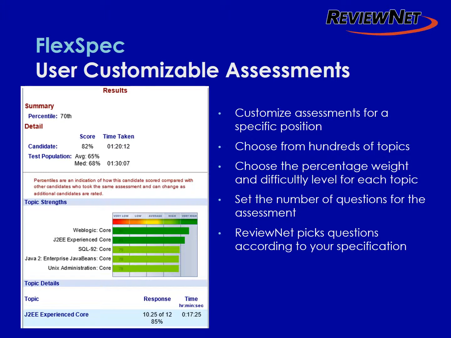Here you see an example of a FlexSpec that includes topics for WebLogic, J2EE, SQL, Java, and Unison administration all in one test. You can choose the technologies you want from a list of hundreds of topics, decide the number and level of difficulty for the questions you want dedicated to that topic, and ReviewNet will dynamically select the questions and create the assessment. ReviewNet also stores the custom assessment so you can reuse it for multiple candidates.